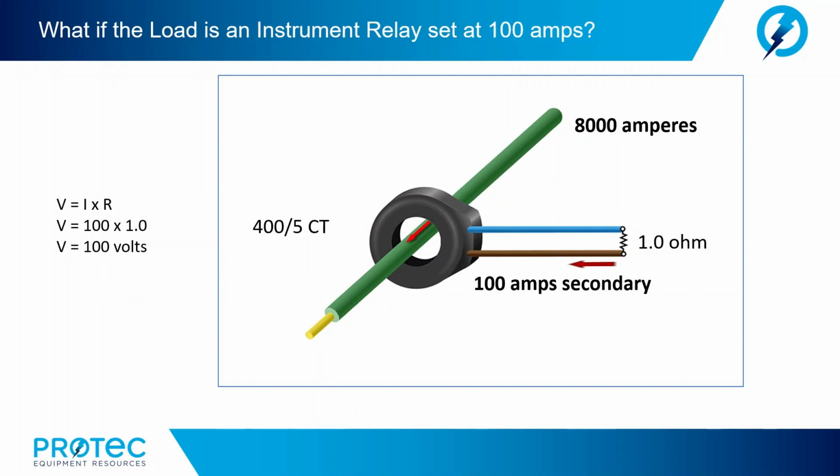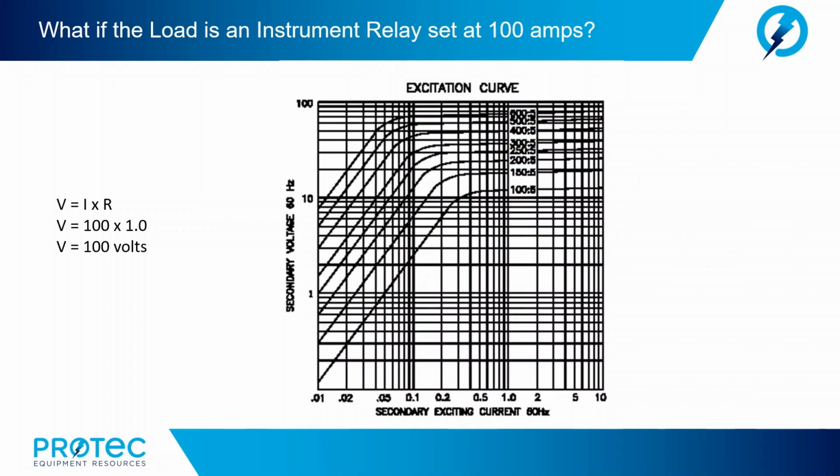Now, what if the load is an instrument relay and it is set at 100 amps? So, if 8,000 amps is flowing on the primary, 100 amps would need to flow on the secondary to maintain the proper CT ratio. To push 100 amps through the load, the CT must develop 100 volts. That's basic Ohm's law. So, is there any chance of this relay seeing 100 amps if the CT was the 400 to 5 CT shown earlier with a saturation point of 50 volts? It would never see the required amperage.